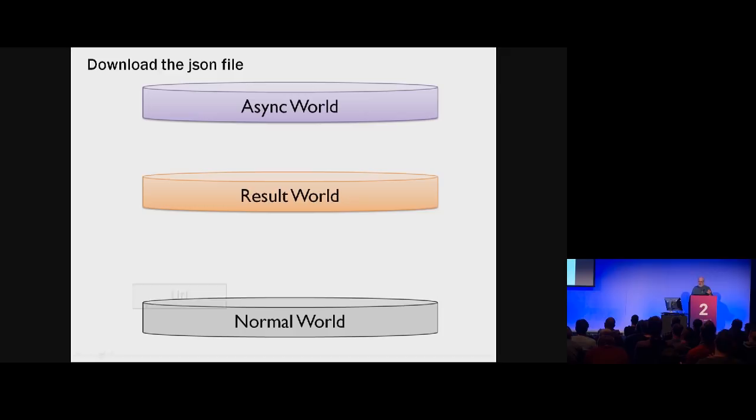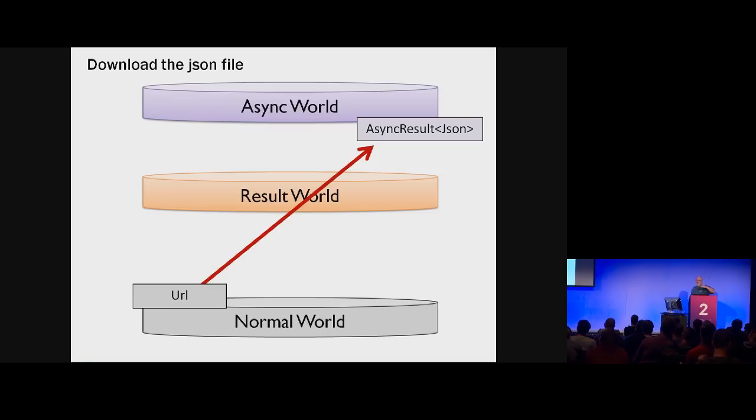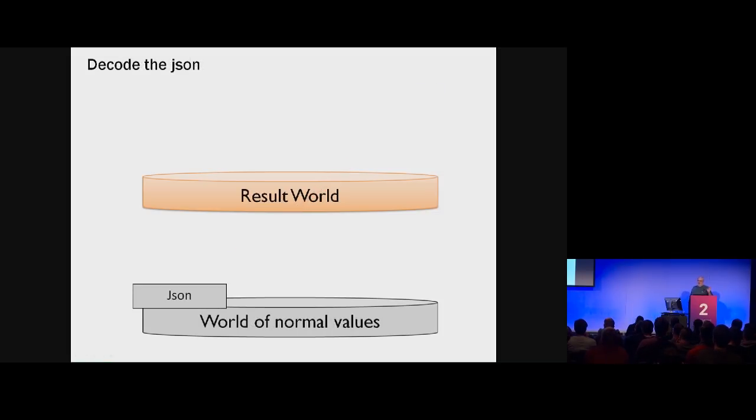When we download the JSON file, we start off with a URL in the normal world as a string, and we actually end up in async world, an async world which is on top of the result world. So when you download it, it could be a valid piece of JSON, or it could be an error because the server didn't respond. And the whole thing is async because it doesn't respond straight away. So we've got an async of a result of a piece of JSON. Okay, that's our first function. The next function, we take that piece of JSON and we parse it, and we decode it into the customer DTO, but that might fail because the JSON's invalid. Right, okay, so it could be an error.